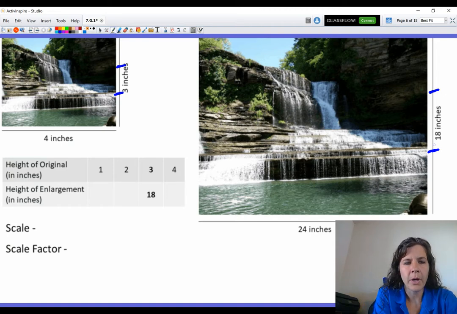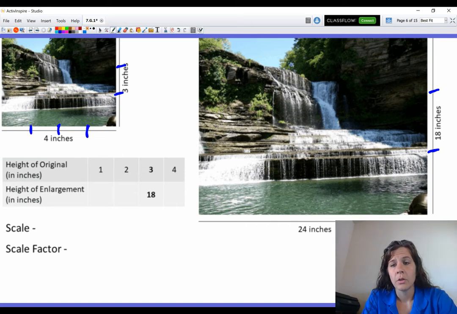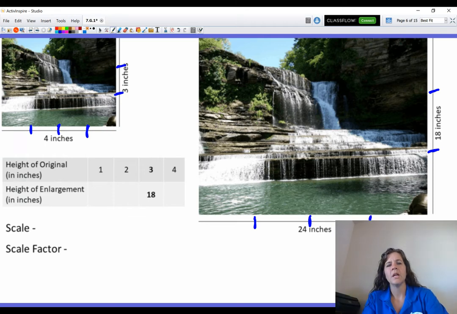And then on the bottom, it's in fourths because this is 4 inches. So here's an inch, here's an inch, and here's an inch. Again, over here, those have to be in about the same place. So it'd be about right here, here, and right here.